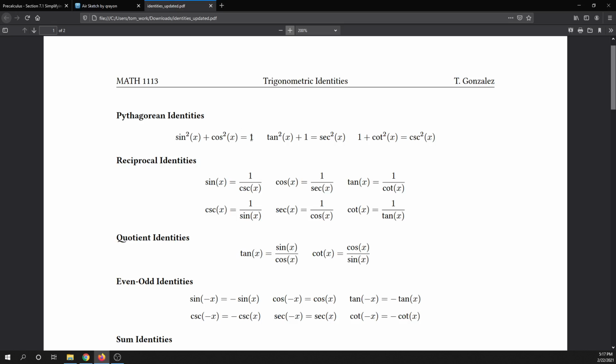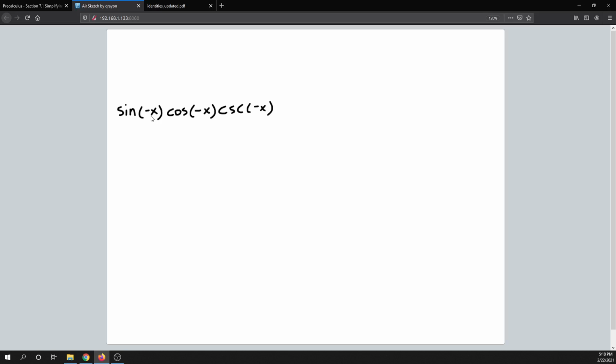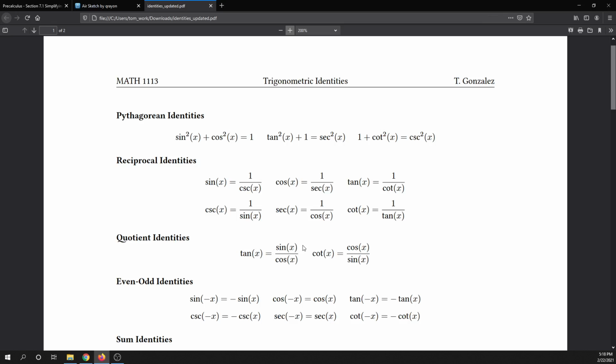Here is the list of identities. So far in this course, we've covered from Pythagorean identities down to the even and odd identities. It helps to take a look at those identities to see which ones you might be able to use to simplify things. Looking at this problem, we have a lot of the opposite of x inside the parentheses, inside of the trig functions. So looking at these even odd identities, these identities can be used to simplify that down.